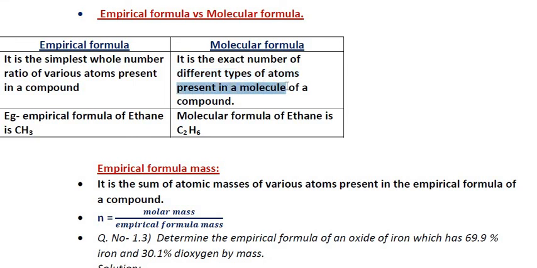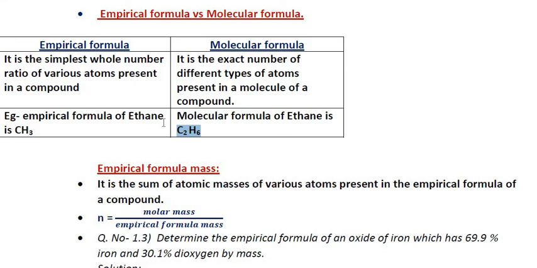So if we take an example of ethane, the molecular formula of ethane is C2H6. It represents the exact number of atoms of every element. It tells us that an ethane molecule is made up of 2 atoms of carbon and 6 atoms of hydrogen. So when it represents the exact number of atoms of any element, then such a representation is known as molecular formula.